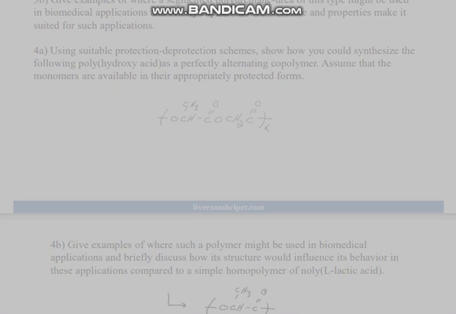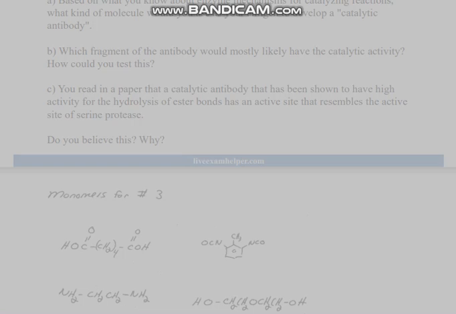5. Scientists have shown that antibodies can have catalytic activity. These are called catalytic antibodies. A. Based on what you know about enzyme mechanisms for catalyzing reactions, what kind of molecule would you use as your antigen to develop a catalytic antibody? B. Which fragment of the antibody would most likely have the catalytic activity? How could you test this?